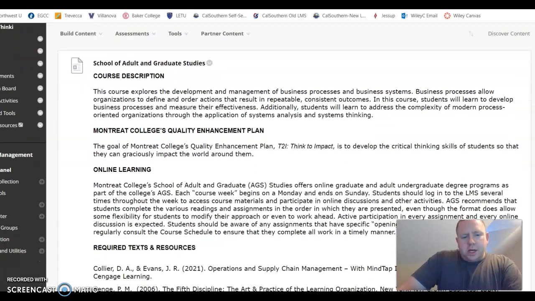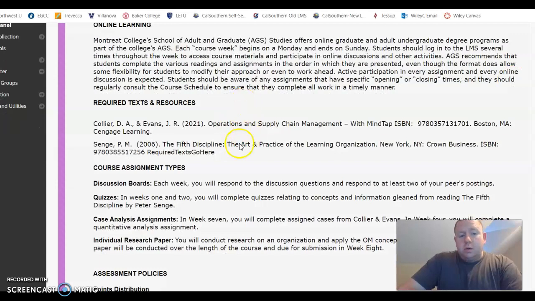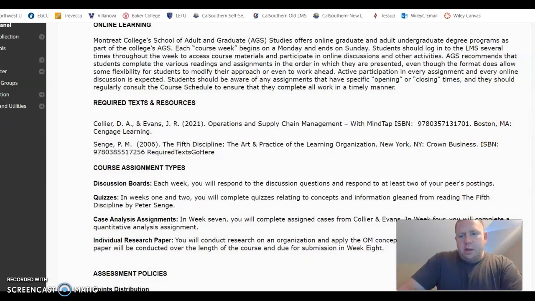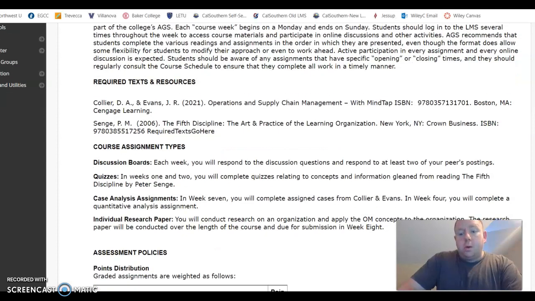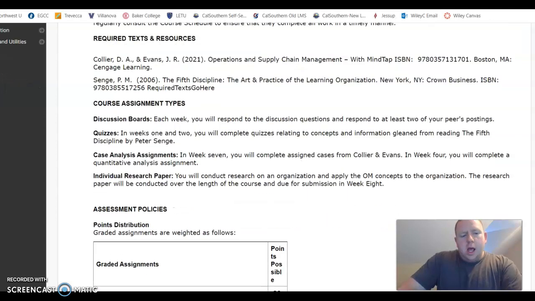So looking at this course, we can definitely see that we have two resources that we need. We need the Collier text, and we need the Singe text on that. Hopefully I'm pronouncing that right, if not, then I apologize. We will have discussion boards each week.